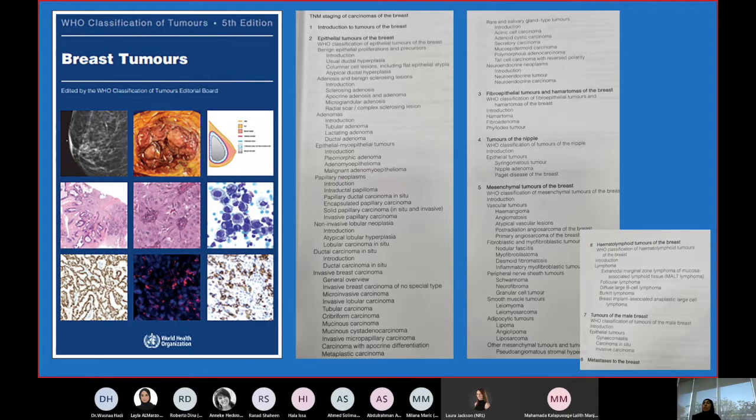The tumors that are common to other systems are separated and grouped in a separate chapter, like mesenchymal tumors of the breast and hematolymphoid tumors of the breast. New chapters were added: tumors of the male breast and genetic cancer syndromes.